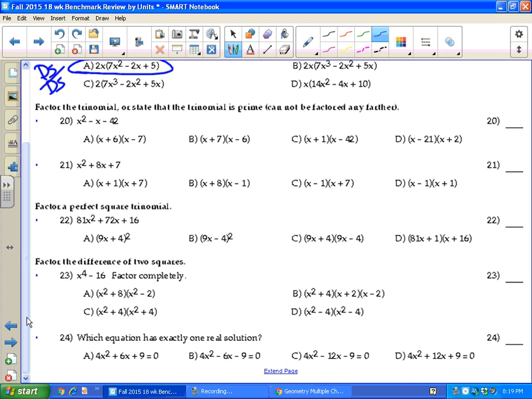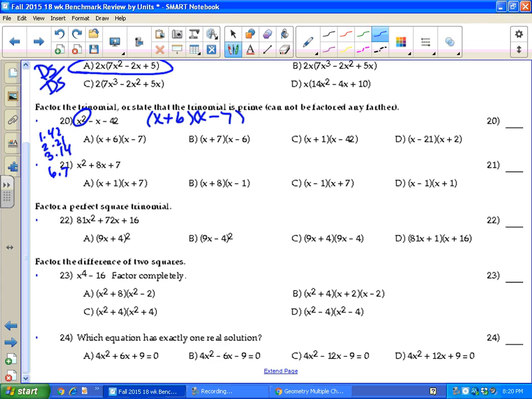Factor the trinomial. Factoring the trinomial means I'm going to try to factor the first term. X times x gives me x squared. I'm going to factor 42. When the last term is negative, I want to subtract to get the middle term. So that's going to be 1 times 42, 2 times 21, 3 times 14, 6 times 7. Which one of those sets of factors subtract to give me -1x? It's 6 and 7. The bigger factor needs to be the negative.